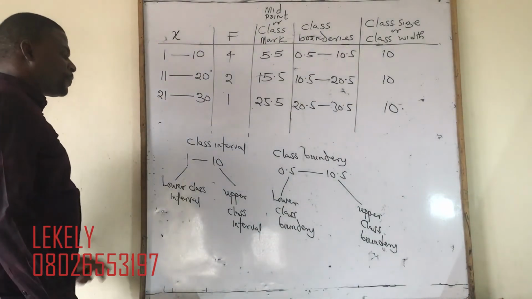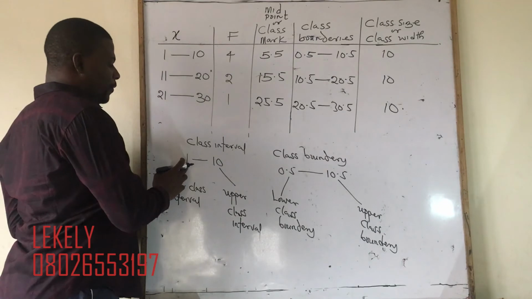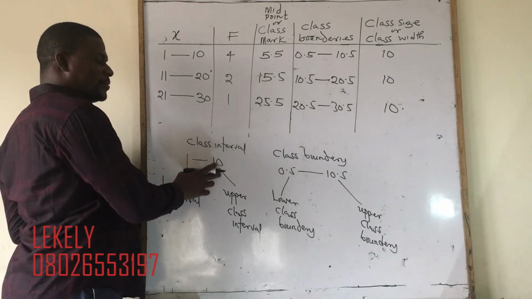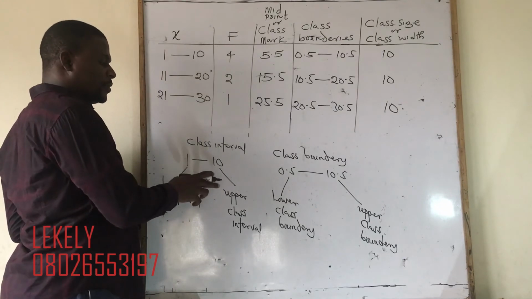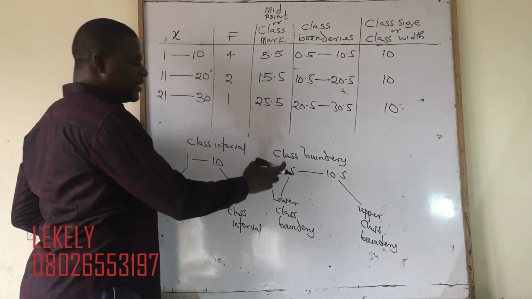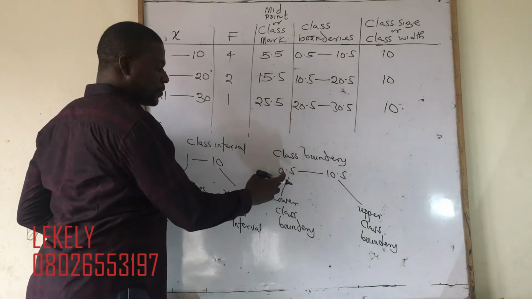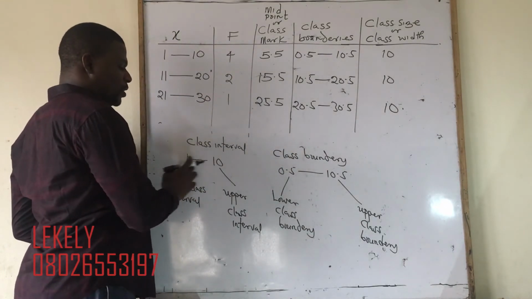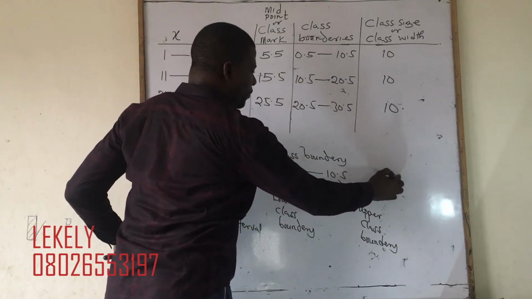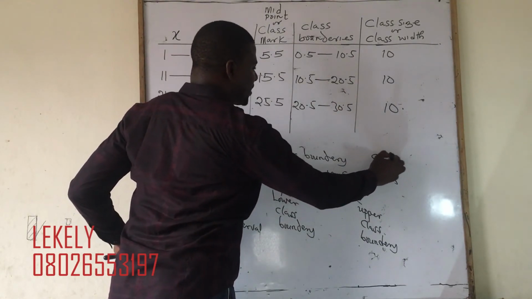So it means if you have 1 to 10 as the class interval from the question that you are given, then when you deduct 0.5 and add 0.5, that will give you class boundary. Now if you add these two, 1 plus 10, that gives me 11, divided by 2, 5.5. This is the class mark.